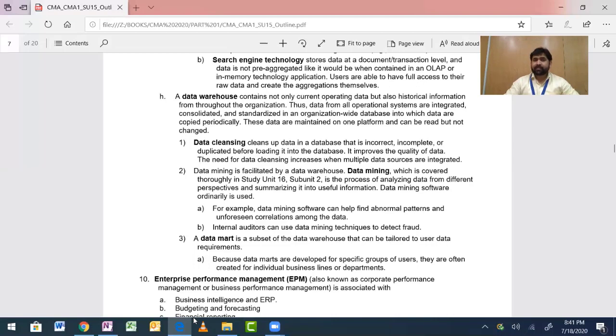Data cleansing cleans up data in the database that is incorrect, incomplete, or duplicated, because if too much information is coming from too many sources, obviously there will be duplications. Data mining is facilitated by a data warehouse. Data mining, which is covered thoroughly in a later study unit, is the process of analyzing data from different perspectives and summarizing it into useful information. Data mining software ordinarily is used.